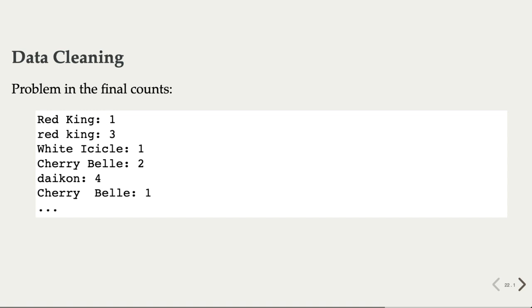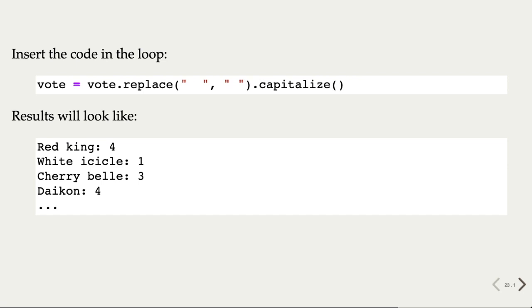Now that we know about the dirty data, we should unify or normalize them by removing the extra spaces and converting the strings into the same format, that is, the same capitalization as well. The code here will replace two spaces with one and capitalize the names. In the end, with this improvement, the different variations of Red King and Cherry Belle will be merged.